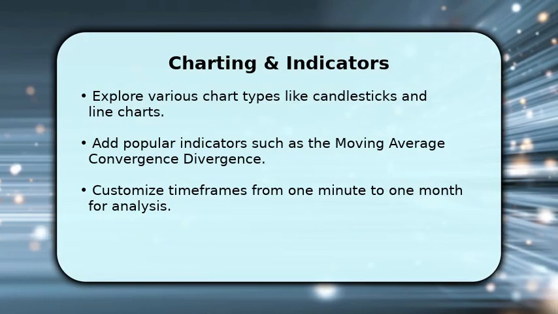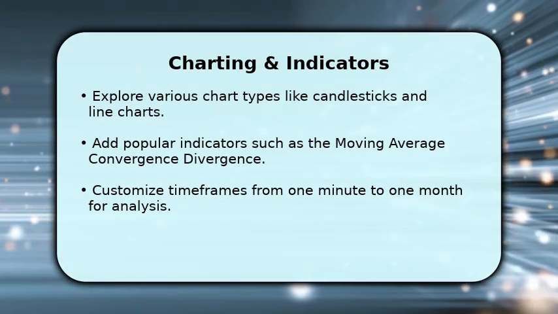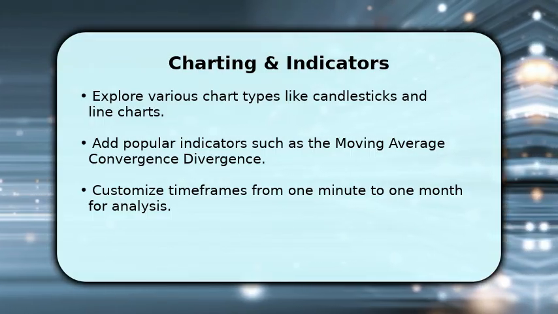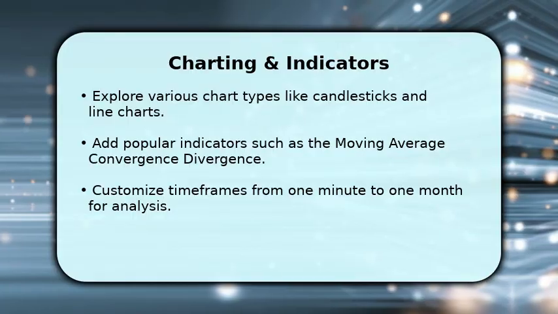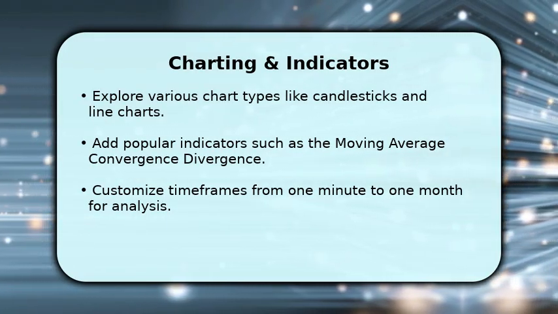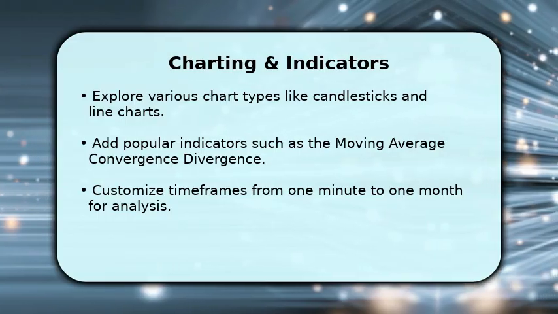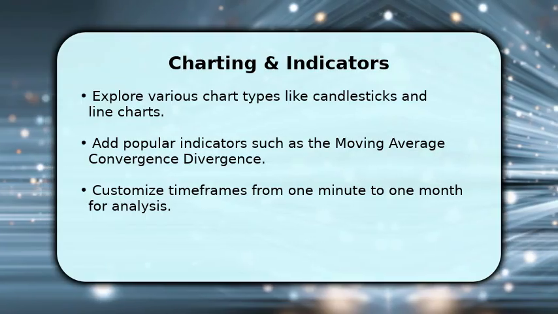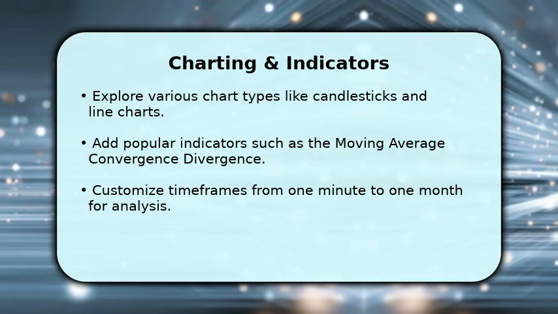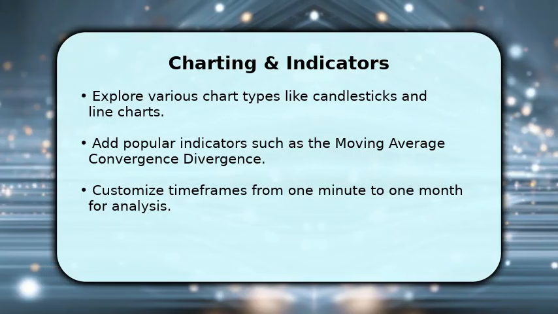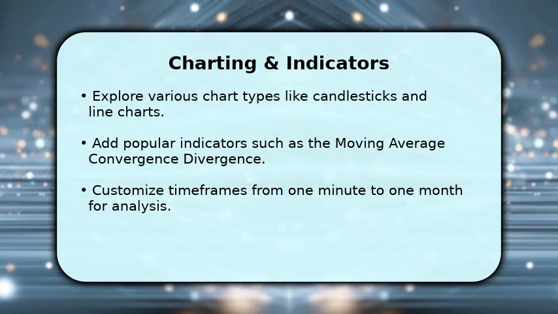Now, let's dive into charting. TradingView offers various chart types, including popular candlesticks and line charts, which you can easily switch between. You can add a wide range of technical indicators, like the Relative Strength Index or Moving Average Convergence Divergence, to help with your analysis. Adjust timeframes from 1 minute to 1 month to suit your trading strategy. The mobile app makes detailed analysis accessible and straightforward, even on a smaller screen.